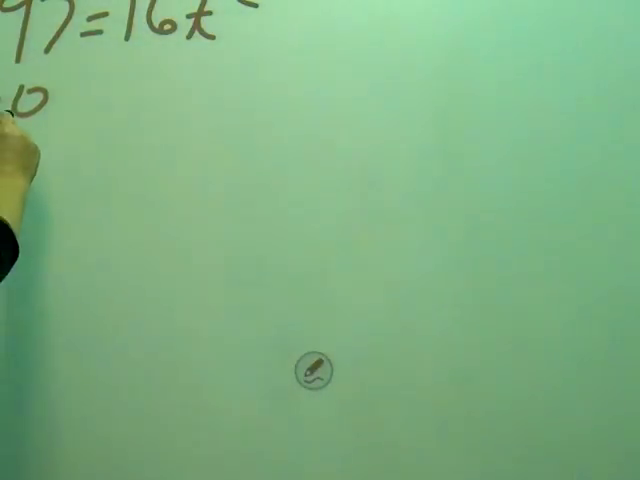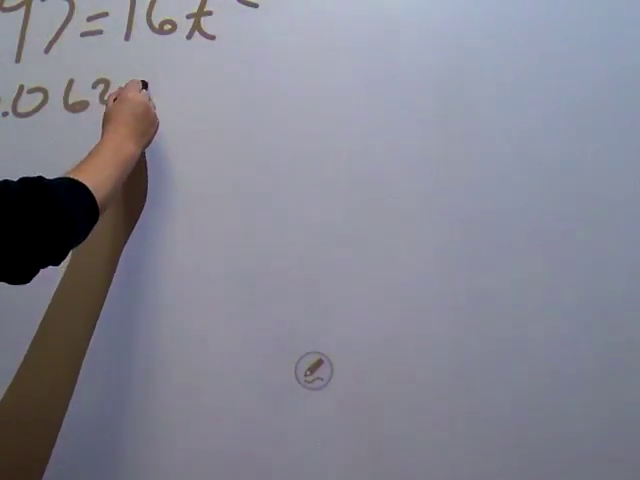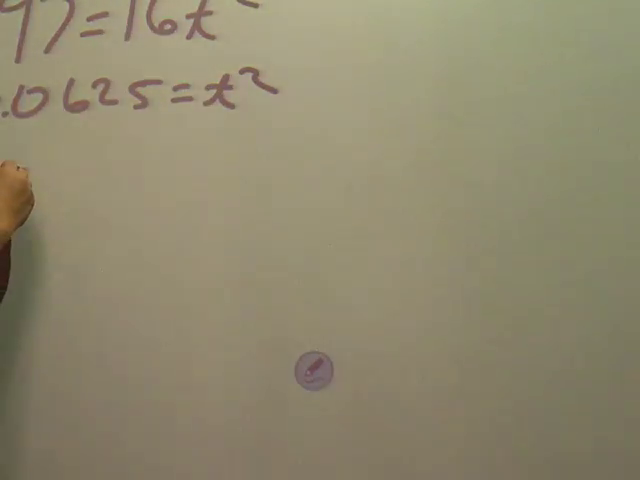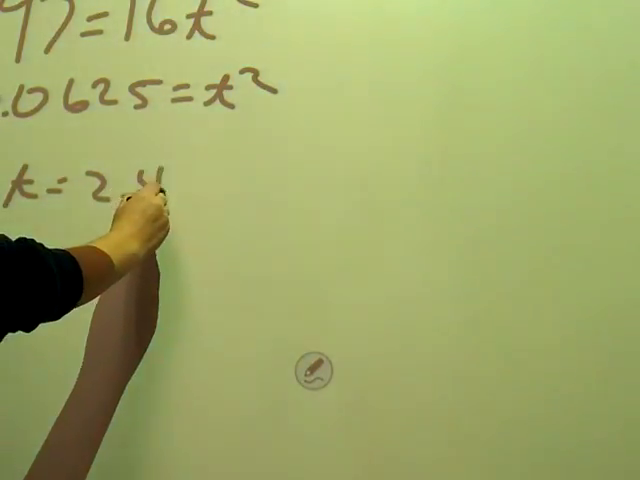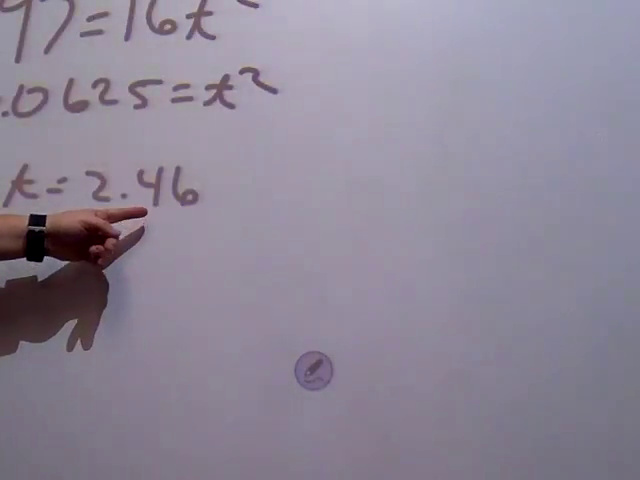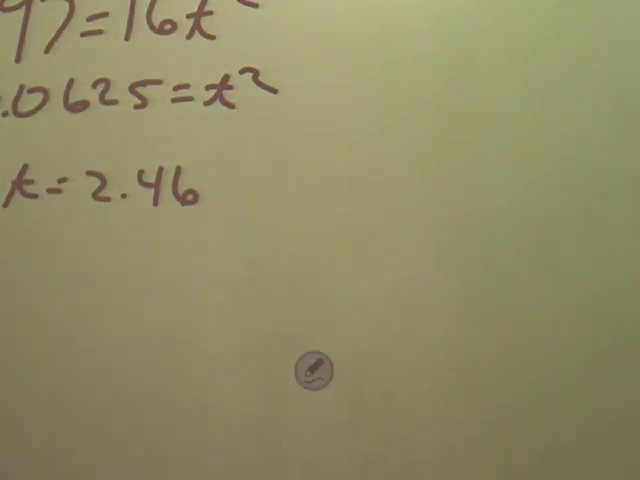Divide by 16. I got 6.0625. Undo the squared by square rooting. And I got 2.46. Then I looked at the choices and they went to tenths. So to the nearest tenth, that'd be 2.5 seconds, which is C.